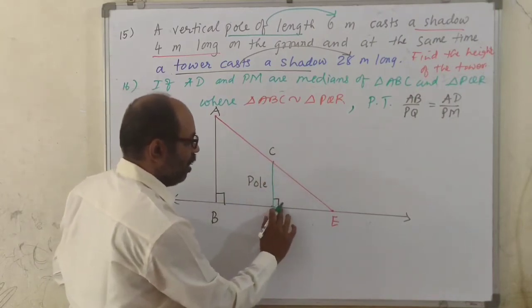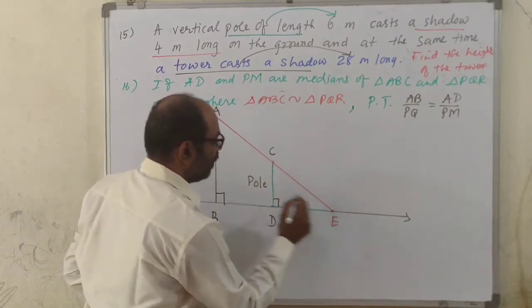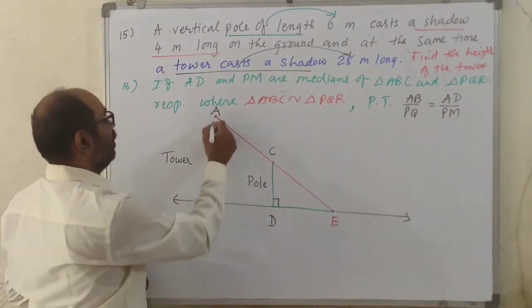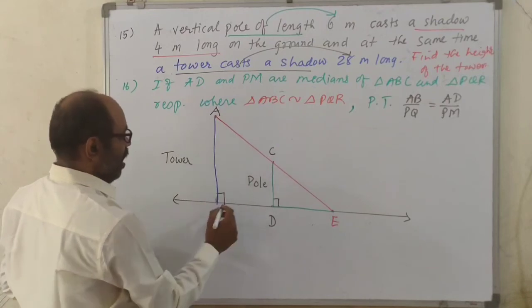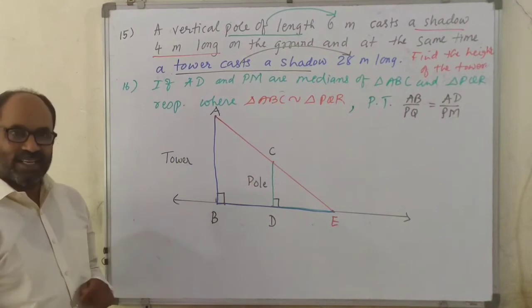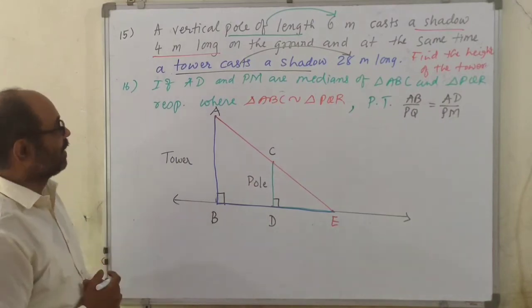This is the pole and this green part is the shadow of the pole. Now this is the tower and this blue part is the shadow of the tower. Correct? Chaliye. What details are given?